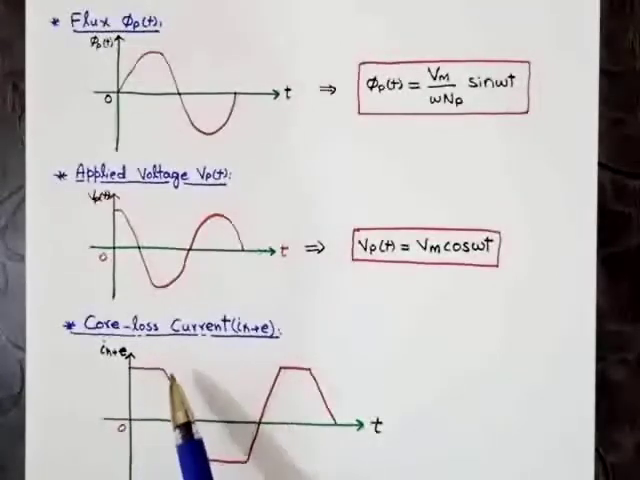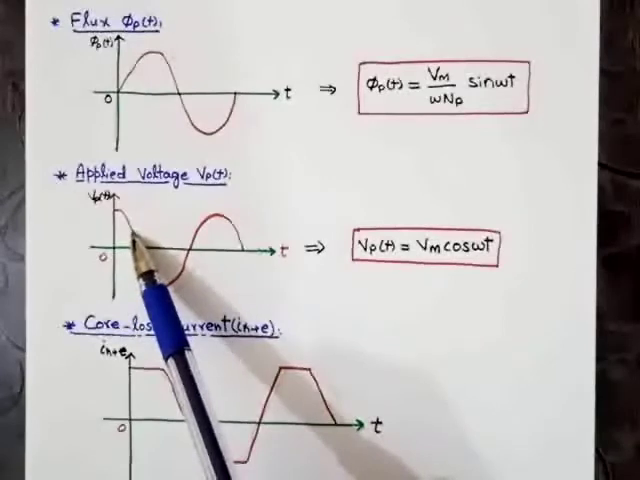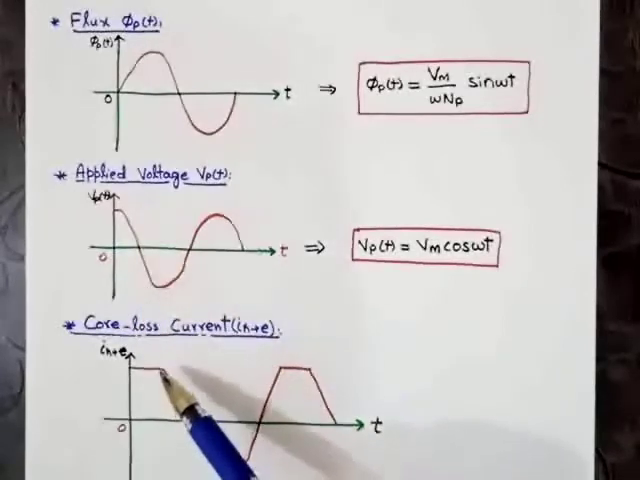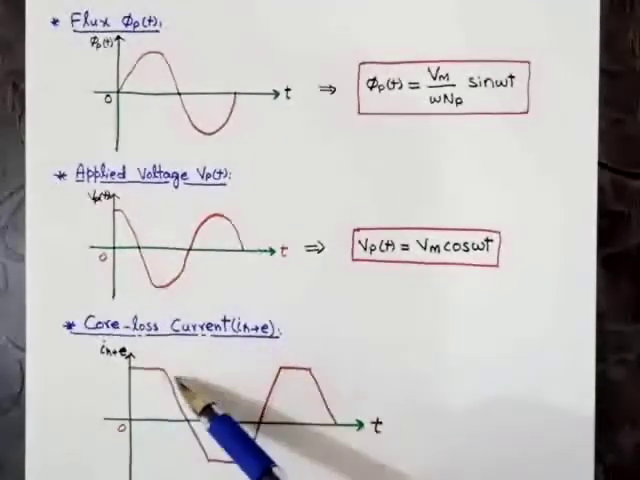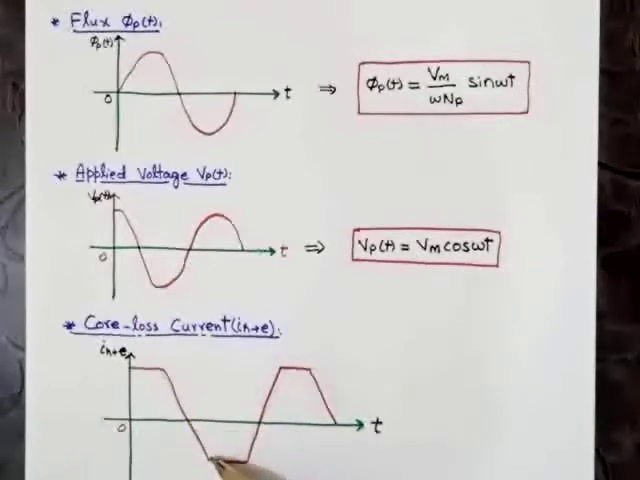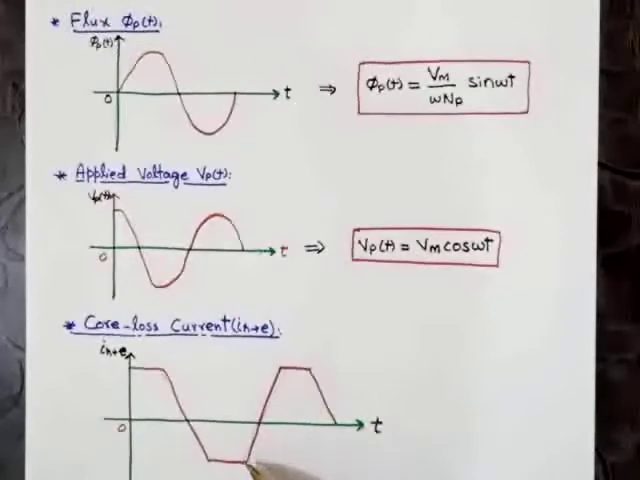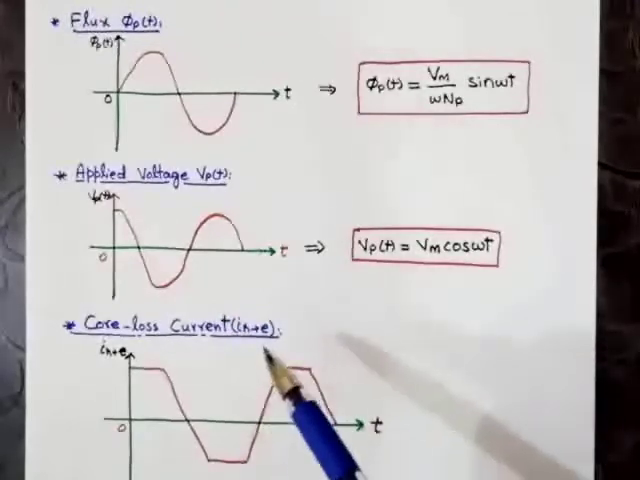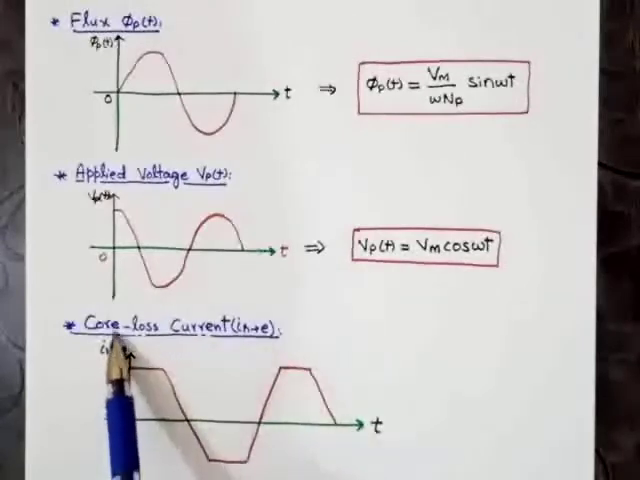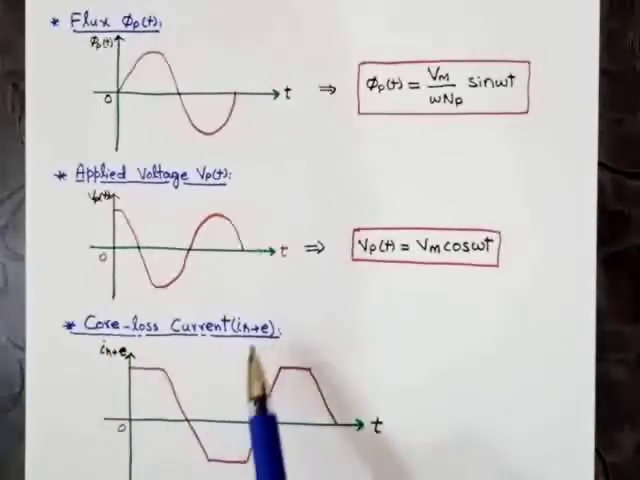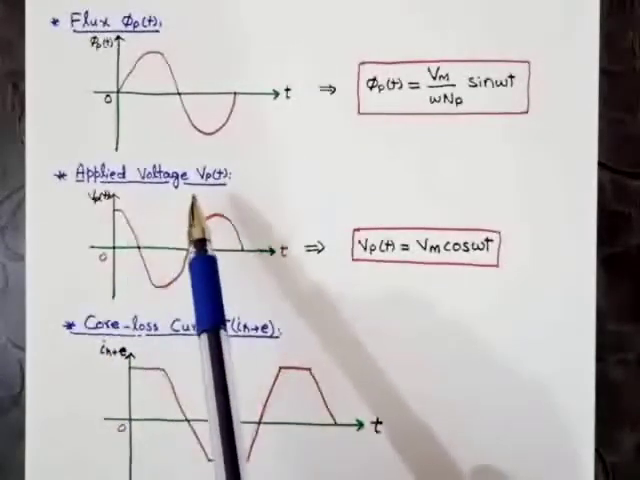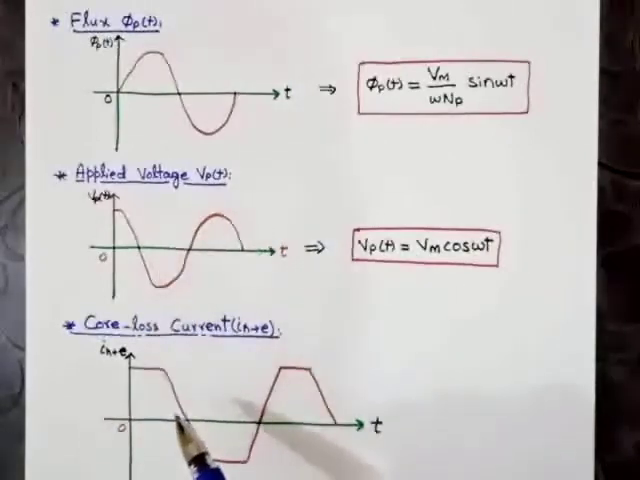And after this, when the applied voltage decreases more, the overall effect on the core loss current will start to decrease. And again, when the applied voltage increases, the core loss current will increase as well. It means the relationship between the core loss current I_H+E and the applied voltage VPT is in phase.